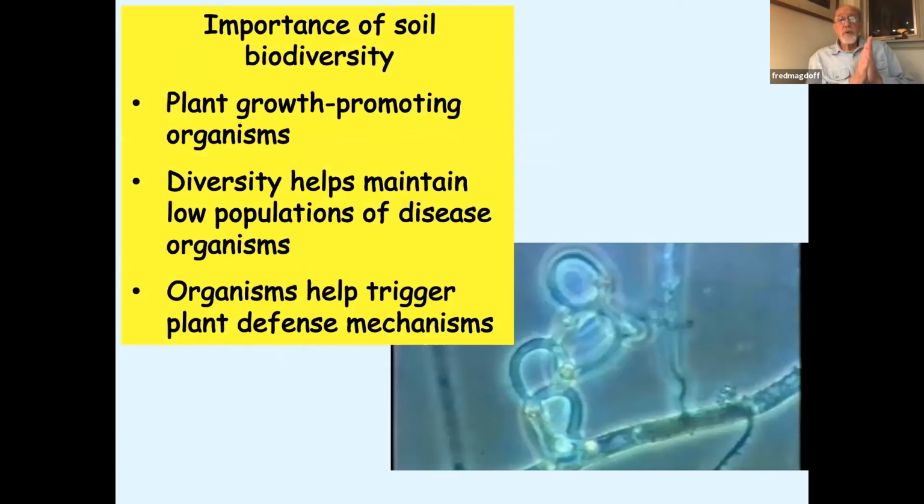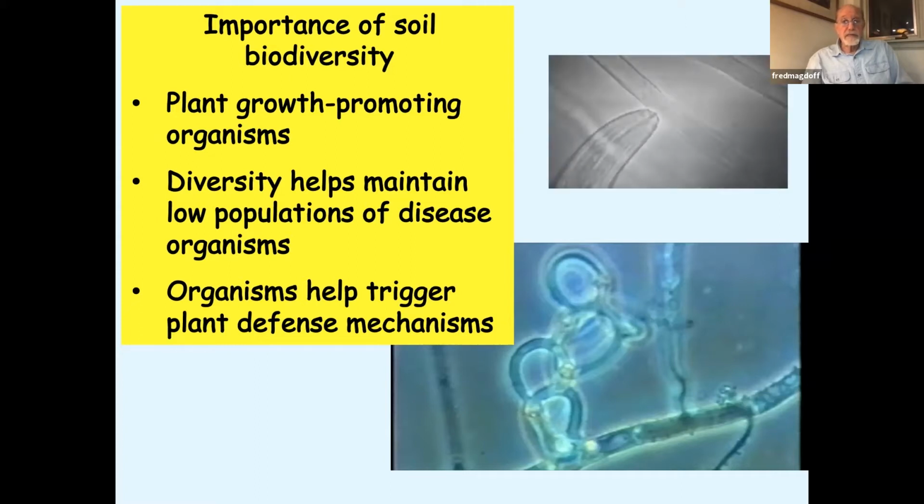Okay. So what I'm going to talk about this evening is really selected topics in soil health, concentrating on the issue of soil health and pests. One of the things that I'd like to mention is the importance of soil biodiversity. It's not only that we want a biodiverse group of organisms in the soil, but we want them to be active. We have organisms that promote plant growth by emitting chemicals that are hormone-like and stimulate the plant growth. Diversity helps maintain low populations of disease organisms, and organisms in the soil may trigger plant defense mechanisms, which I'll talk about.